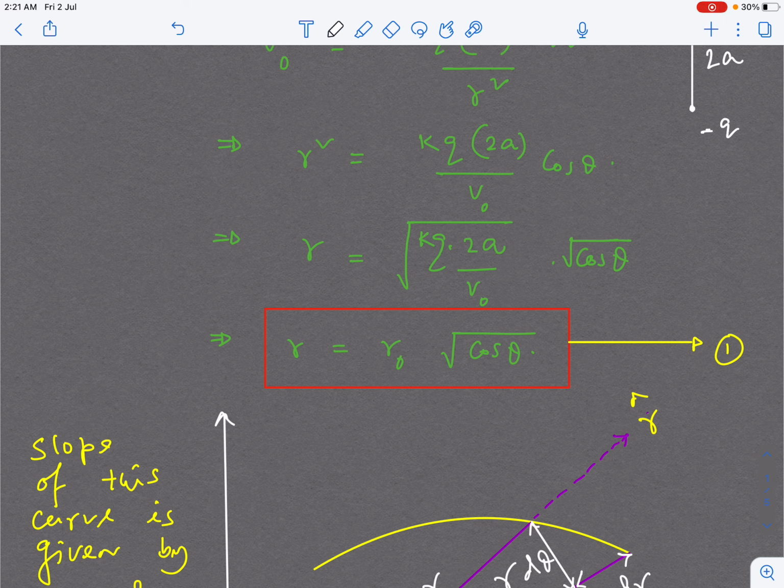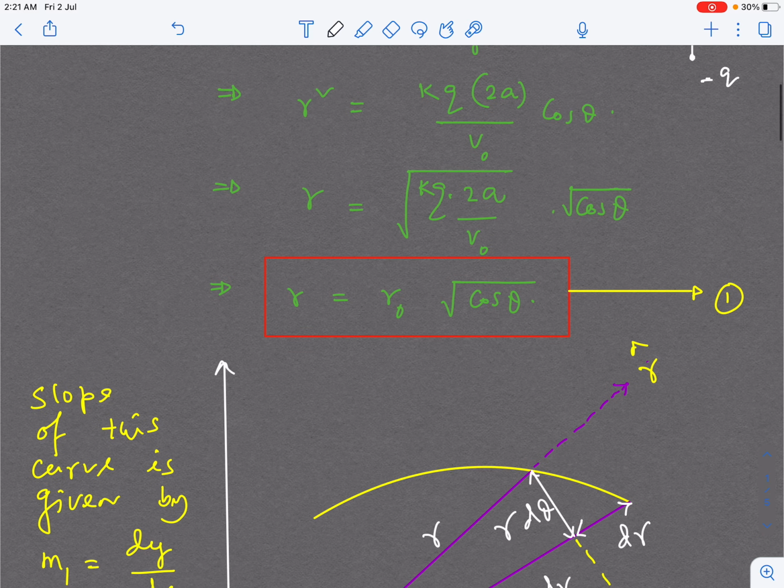Now, what an interesting thing, you can see that cos theta is basically a dimensionless quantity. It will give a number. So this entire term, root under of kq into 2a divided by V naught, must have the dimension of distance. So if you think from JEE Mains perspective, this can also come in JEE Main. So please consider that point.